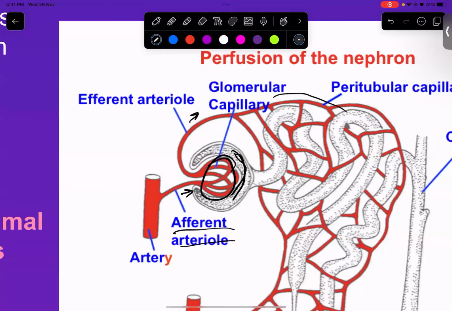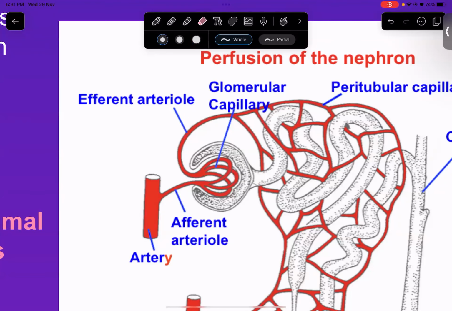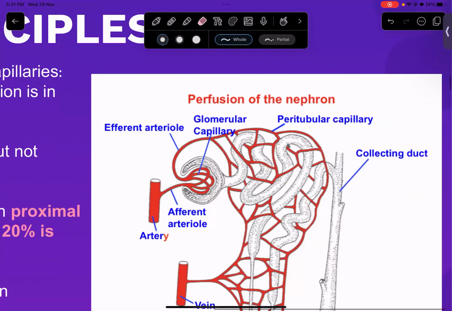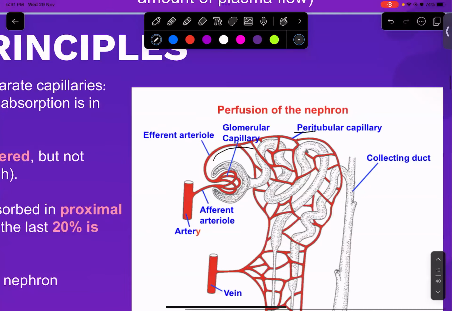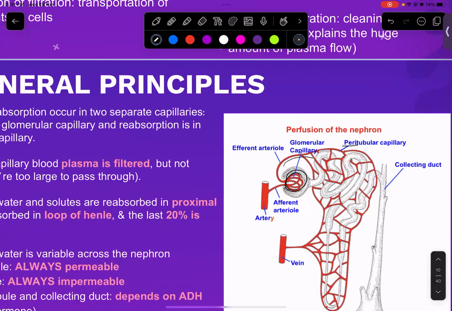The efferent arteriole, when it leaves, you guys can see that it's forming a whole different system of capillary. And this capillary is called the peritubular capillary. Now, if we break down the word itself, peri means around and tubular means tubes, right? So it's basically the capillaries that are around the tubes, okay? So again, afferent going in, efferent going out, and the efferent forms the peritubular capillaries that are surrounding the tubular system itself, okay?